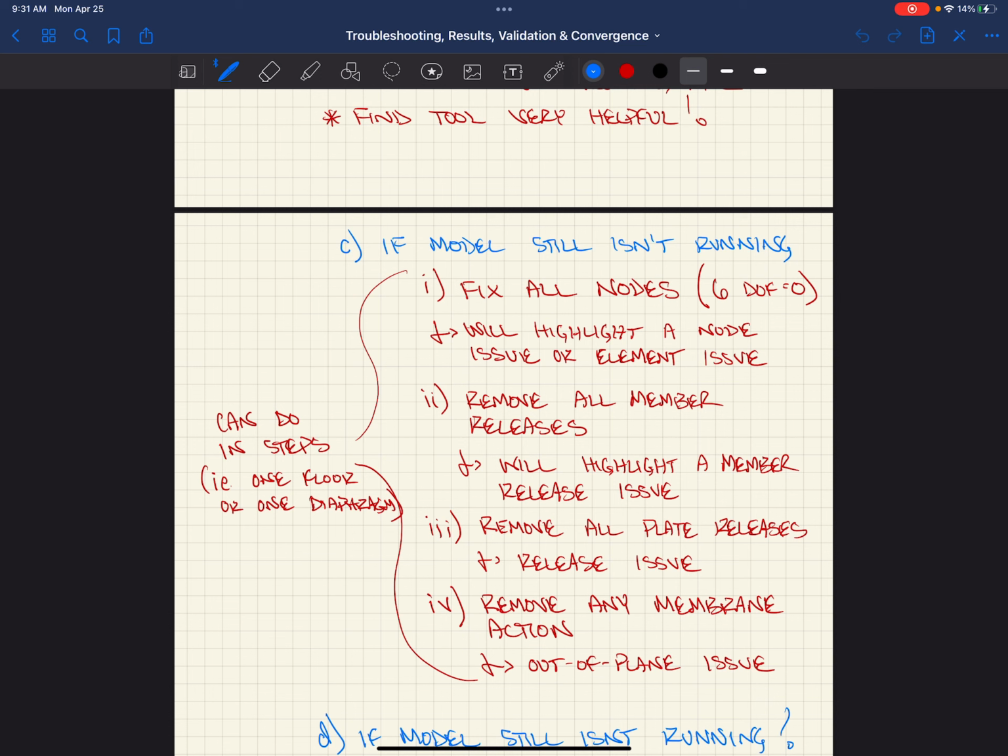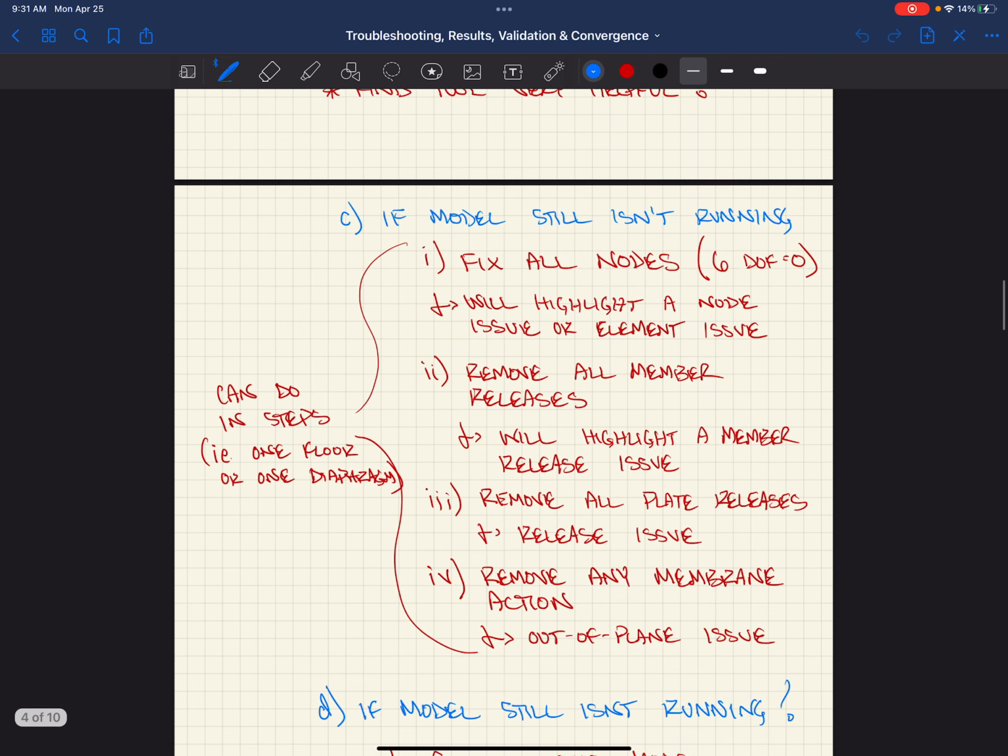This might highlight a node issue or an element issue, right? You may have had some rigid body mode. You may have had some release problem where you over-released all the members into a node, and now that it has fixity at the node, it will run, okay? And so you can go back through methodically and systematically. You can remove all member releases. Sometimes that'll help, and then just start over, okay?